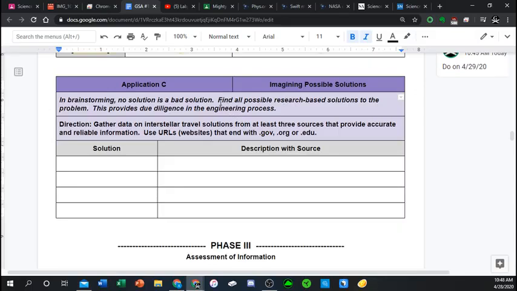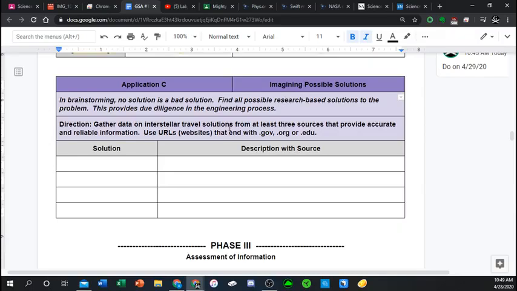Alright? Find all possible research-based solutions to the problem. This provides due diligence in the engineering process. See, I forgot to even put that in there. You want to do your due diligence. Alright? Gather data on interstellar travel solutions from at least 3 sources that provide accurate and reliable information. That means things with .gov, .org, .edu.